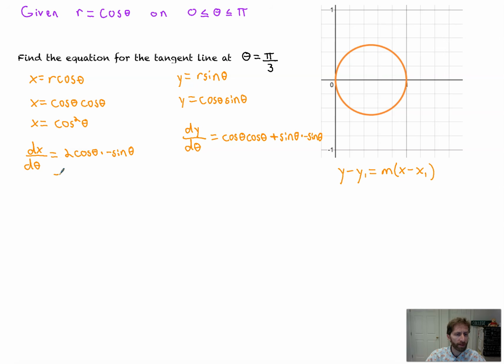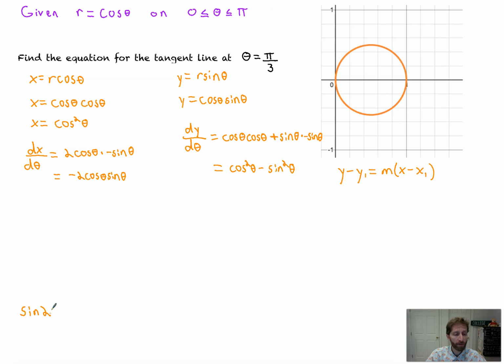Now we simplify this down, some interesting things happen here. We get minus 2 cosine theta sine theta. And over here, we get cosine squared theta minus sine squared theta. Now, it is perfectly fine to use these values as dy d theta and dx d theta. However, if you remember your trig identities, you might want to remember 2 of them for polar curves because they come up not too infrequently.